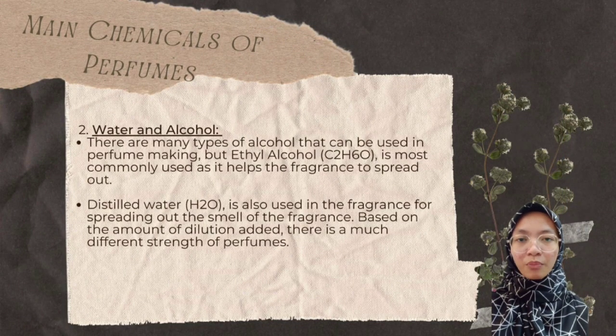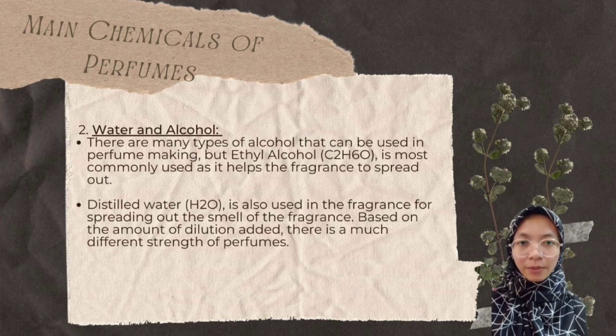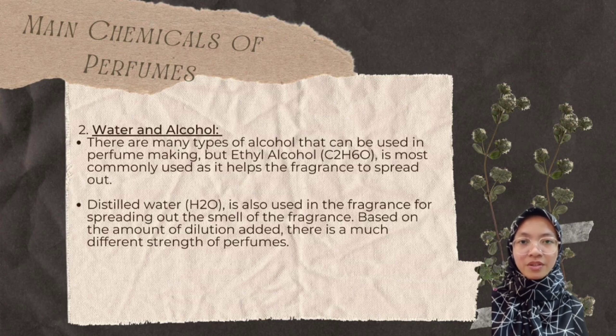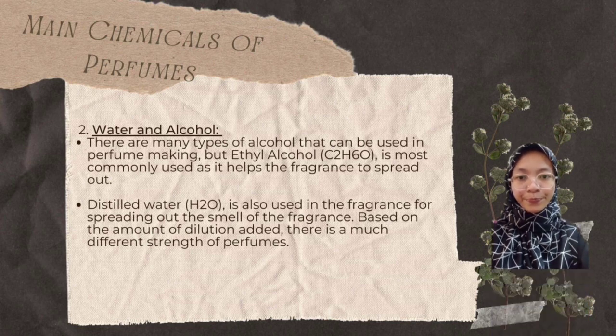Second main chemical of perfume are water and alcohol. There are many types of alcohol that can be used in perfume making, but ethyl alcohol, C2H6O, is most commonly used as it helps the fragrance to spread out. Distilled water, H2O, is also used in fragrance for spreading out the smell of the fragrance. Based on the amount of dilution added, there is a much different strength of perfume.